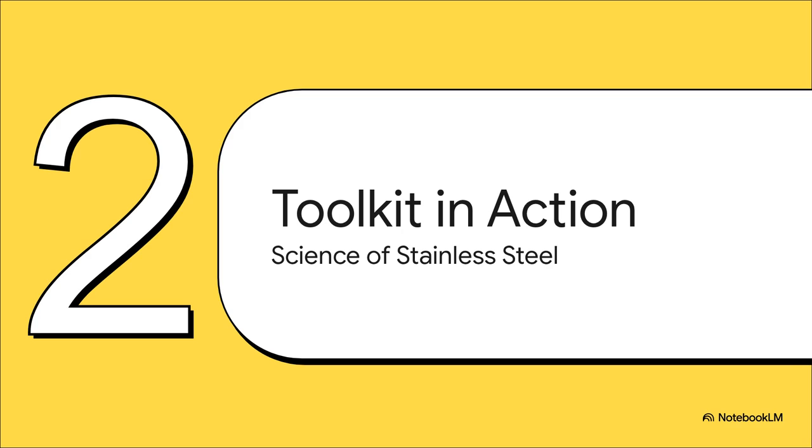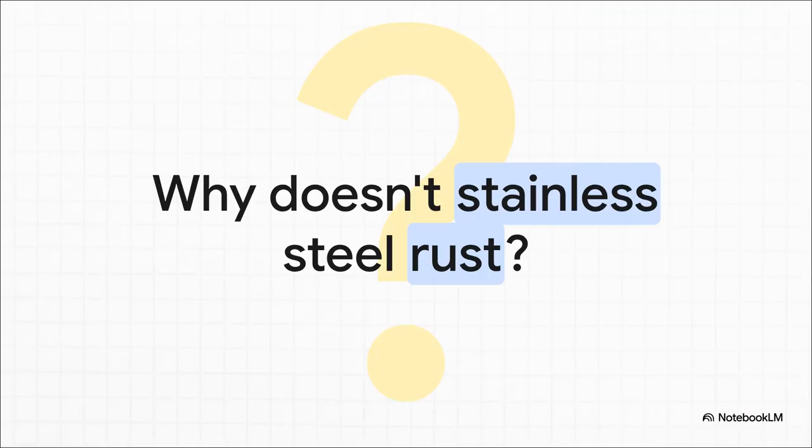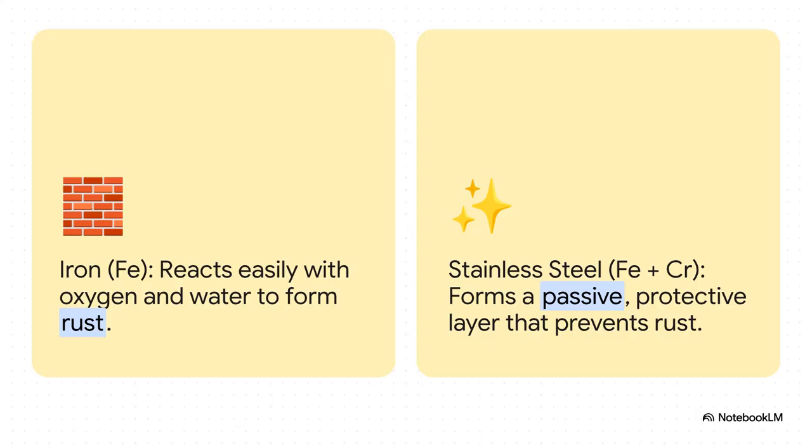For our first case study, we're going to look at a material you probably see and touch every single day: stainless steel. Let's use our new toolkit to figure out its almost magical properties. It's a fair question, right? We all know that regular old iron rusts like crazy if you just look at it wrong. But this stuff, it seems practically invincible. So what's the secret?